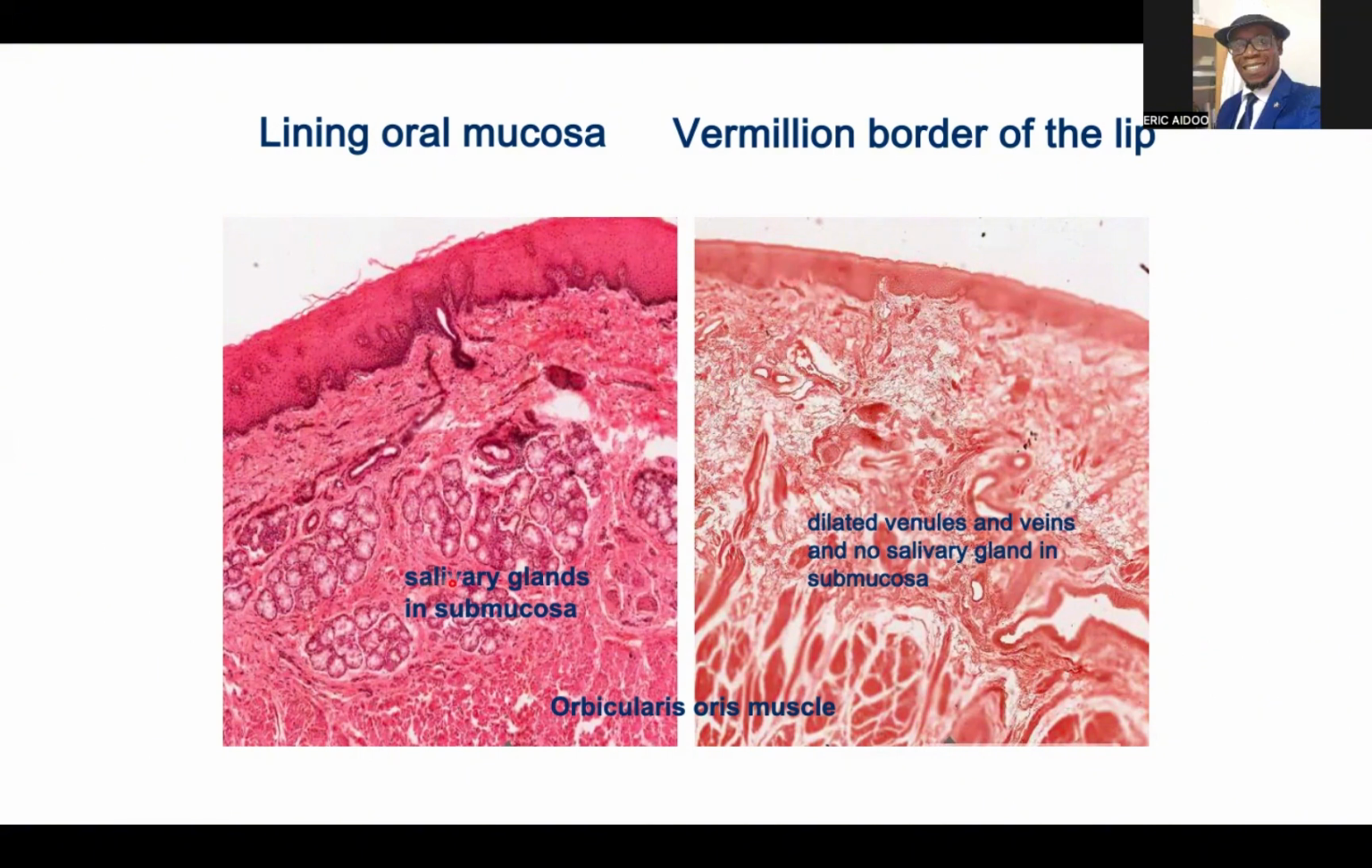Then you realize that you have salivary glands in the submucosa of the oral portion of the lip, but you don't have that in the vermilion border. The vermilion border is where the ladies usually apply their lipstick, and it contains a lot of dilated veins. So we should know that.